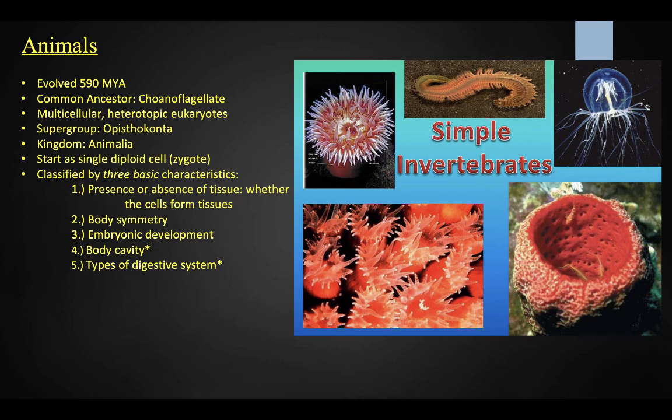So when we look at animals, we can basically classify them by different characteristics. We have 3 main basic characteristics that we classify them by. The first is, do they have or do they not have tissue? An organism can be made of cells, but the cells do not have to form tissues. Tissue is a group of cells all working together for a common function. If they do not have tissue, it's Parazoa. If they have tissue, it's Eumetazoa.